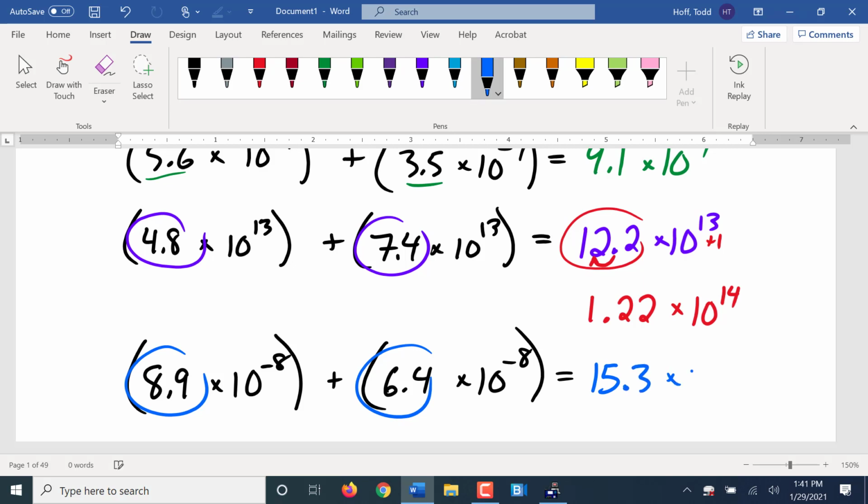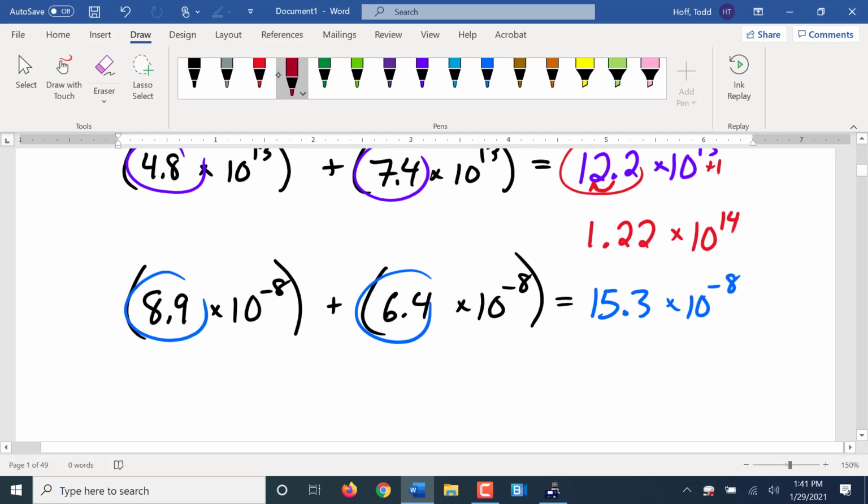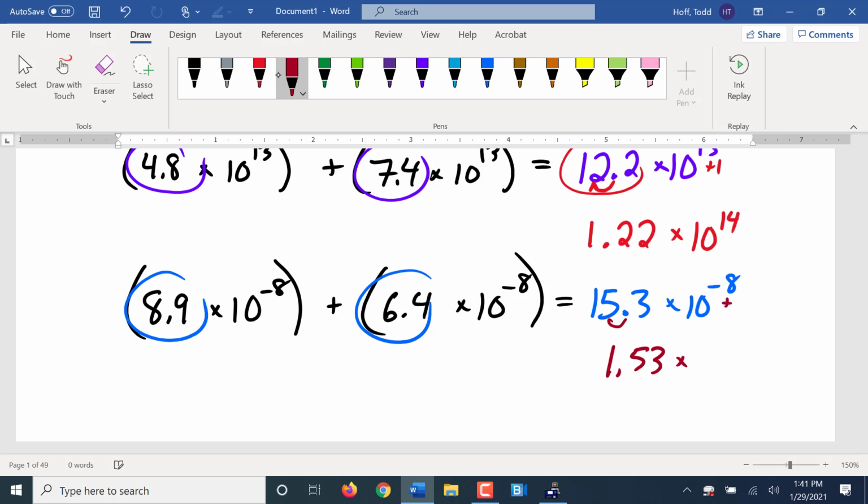15.3 times 10 to the negative 8th. Yeah, right, we keep the same name for now. Now we do have to adjust. Move it over. There you go. The number got smaller by 1 place value. The power gets larger by 1. Negative 8 plus 1 is negative 7.